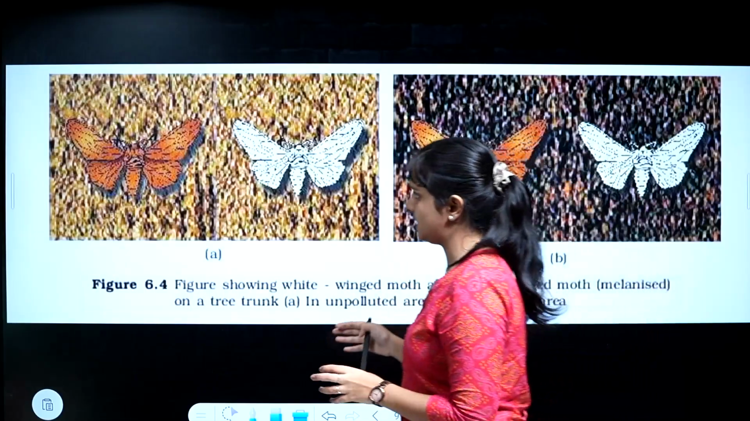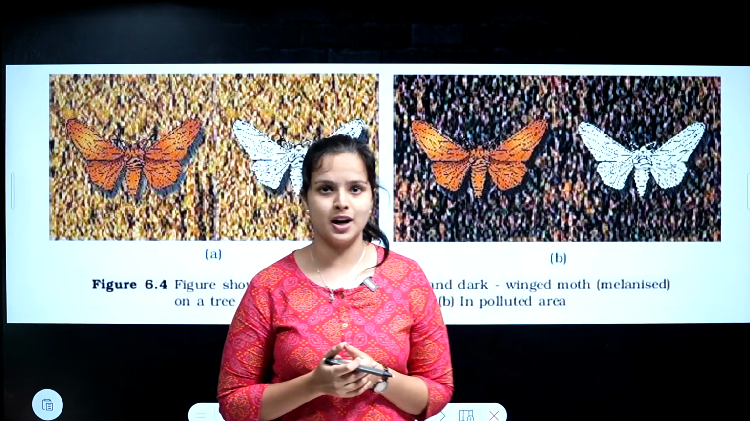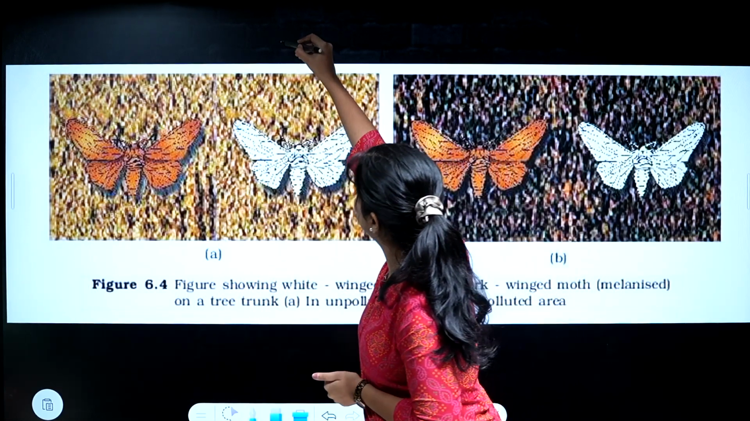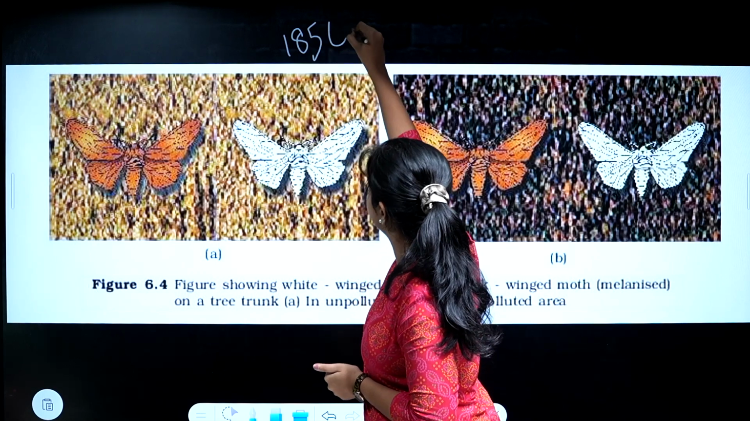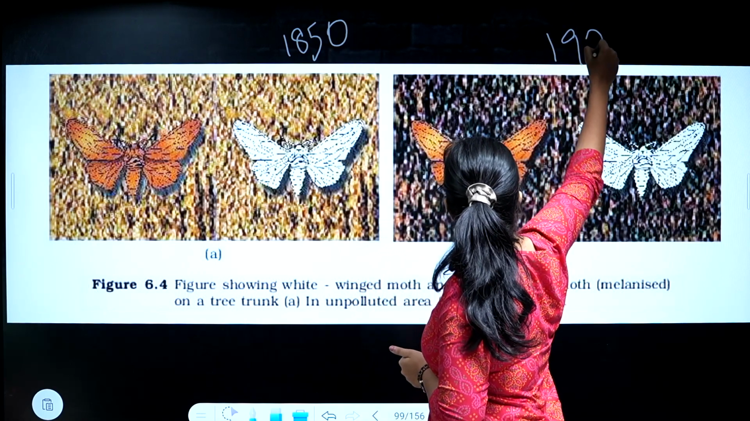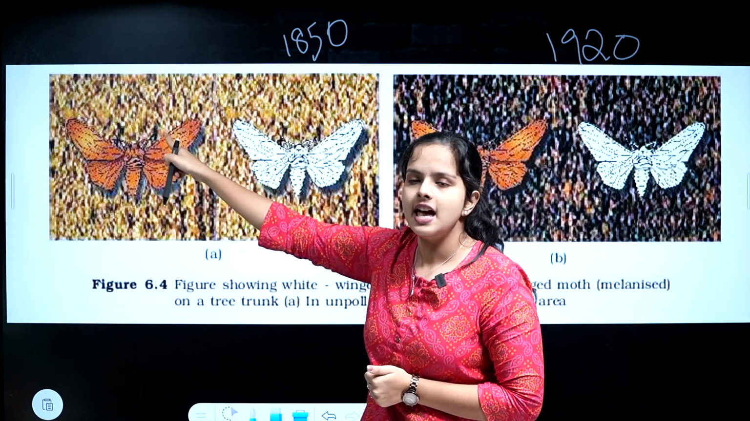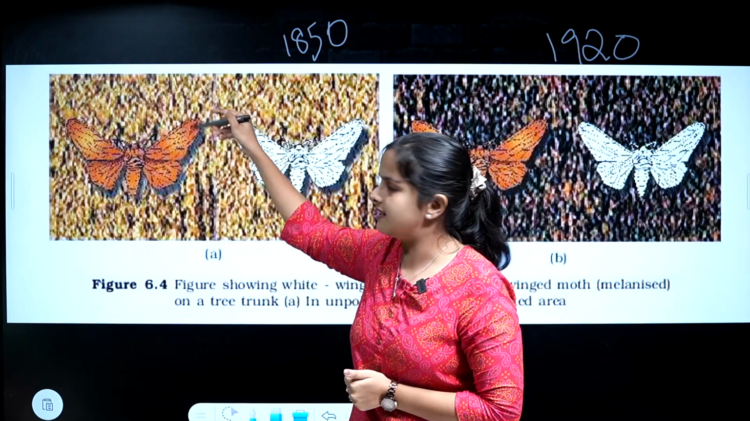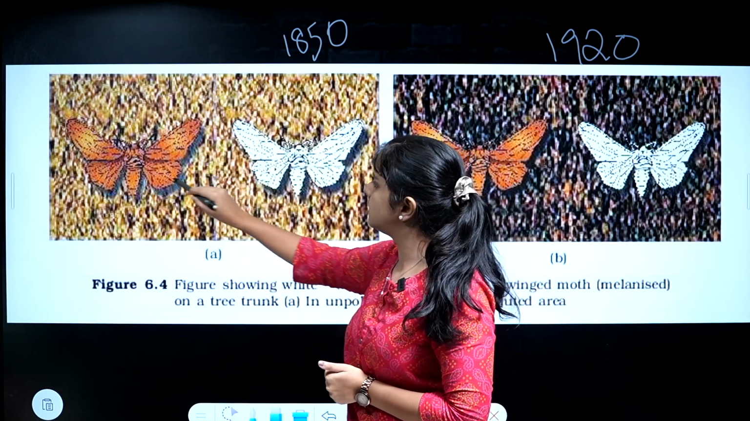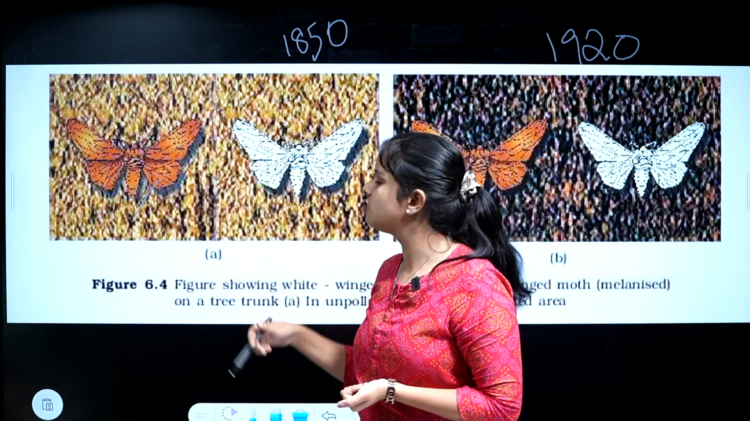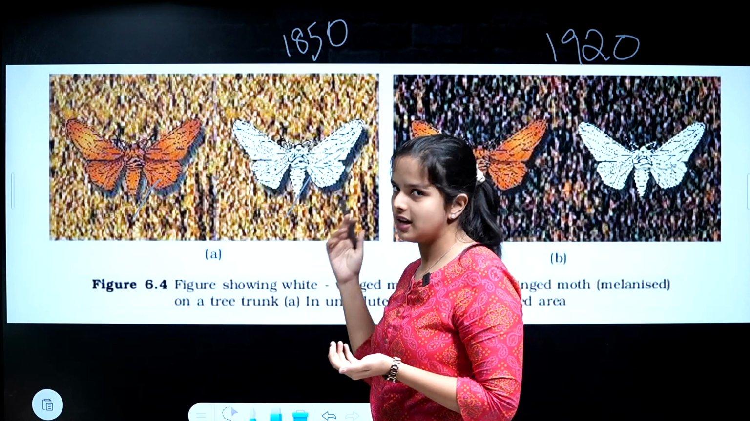I'll show you a picture from your NCERT textbook, a much better picture than what I drew. So this is before industrialization, set in 1850, and this is after industrialization, 1920. You can see this is yellow in color. The background is light, and hence it is lichens. These are all lichens over here. Sorry, the dark wing is easy to catch, and it's not that easy to catch the white over here.